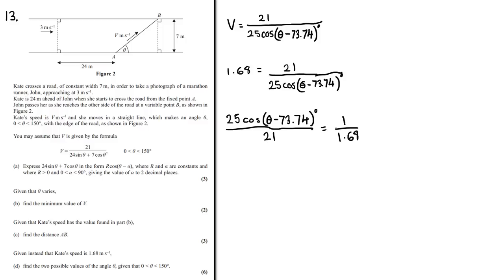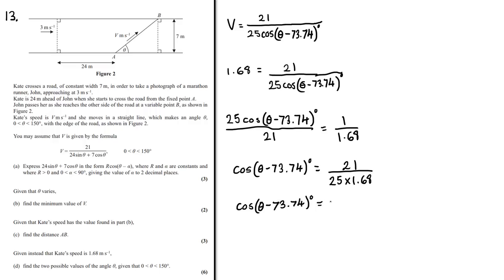And now we're going to times by 21 and divide by the 25. Remember, I just want to isolate this cosine theta minus 73.74 here. So like we just said, we're going to get cos of theta minus 73.74 degrees equal to 21 all over 25 times 1.68. Okay, and this works out quite nice. What I actually get here on the right hand side is 0.5. So what I've got is cosine of theta minus 73.74 degrees is equal to a half.